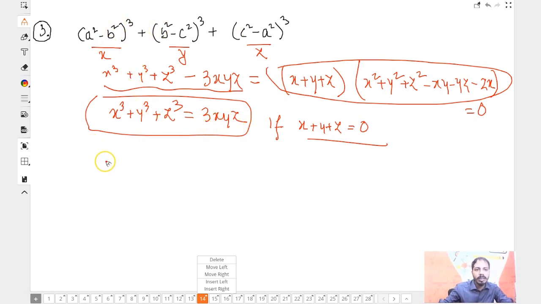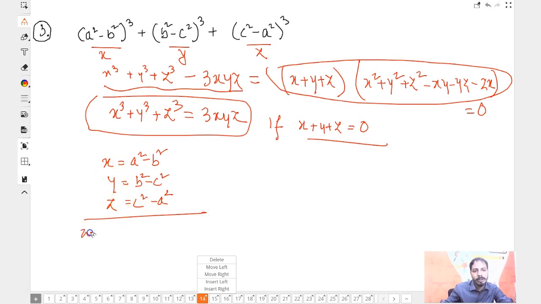So let me apply it here. Let me see what is x. x is a square minus b square. What is y? Let us say b square minus c square. And what is z? c square minus a square. Now if I add them, x plus y plus z, what do I get? This will get cancelled, this will get cancelled, this will get cancelled, so ultimately I will get 0, so I can easily apply this.